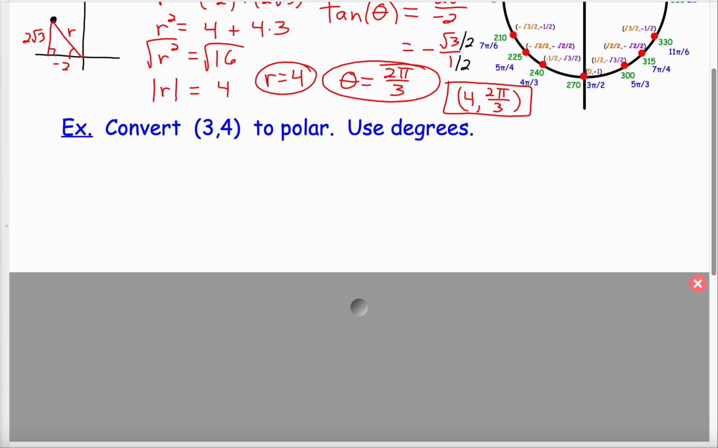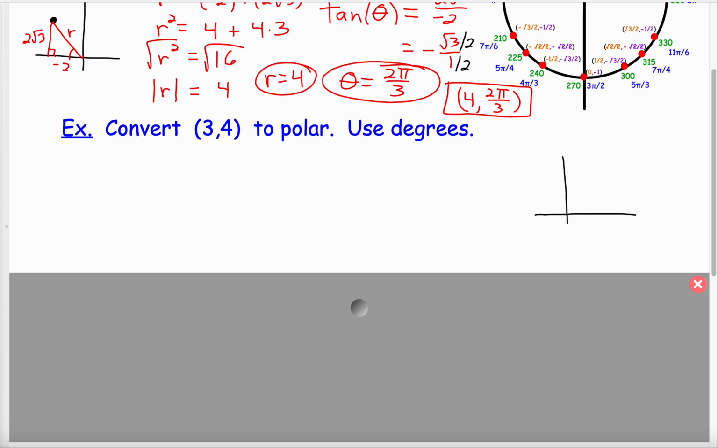All right, so convert 3, 4 to polar. Let me draw a quick picture. Where's 3, 4? That's in the first quadrant, right? Somewhere over there. All right, so I'm going to use the Pythagorean theorem to find r. r squared equals 3 squared plus 4 squared. Well, that's a Pythagorean triple that I remember. You can simplify that and you're going to get r is equal to 5.